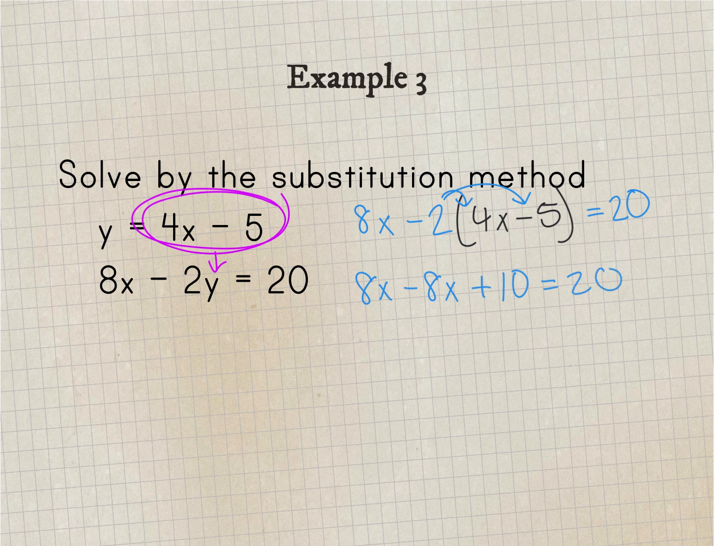Is anything going to cancel out? My 8x's, those are going to cancel out. And then I have 10 equals 20. Is that true? No, 10 does not equal 20, so what should my answer be? No solution. Okay, 10 does not equal 20, so my answer is no solution here. Okay, this was false. All right, questions on number 3. All right, let's go ahead and go to number 4.